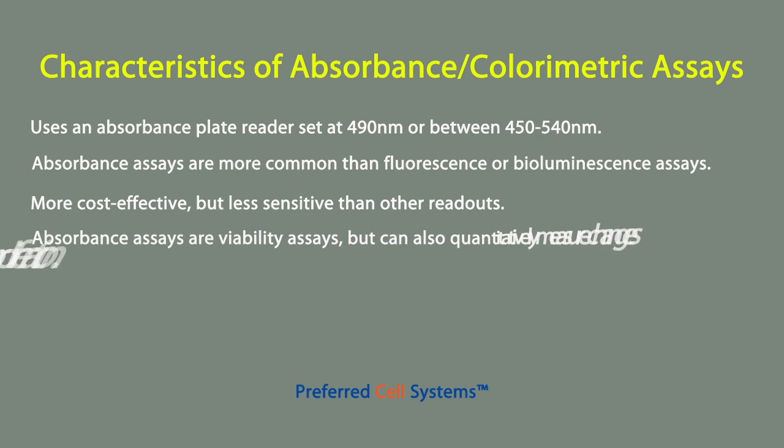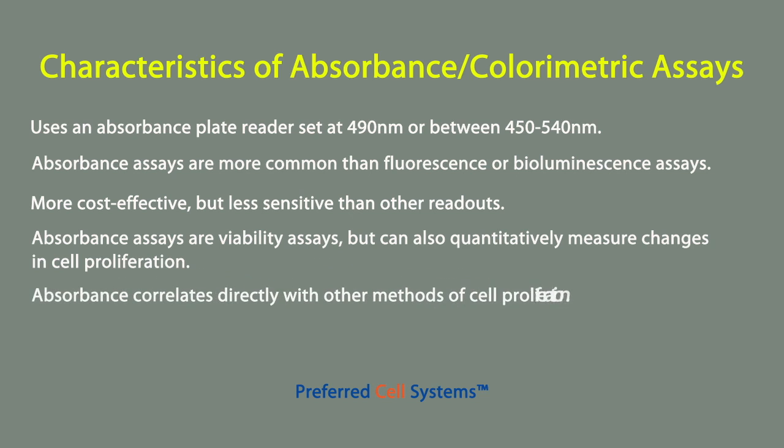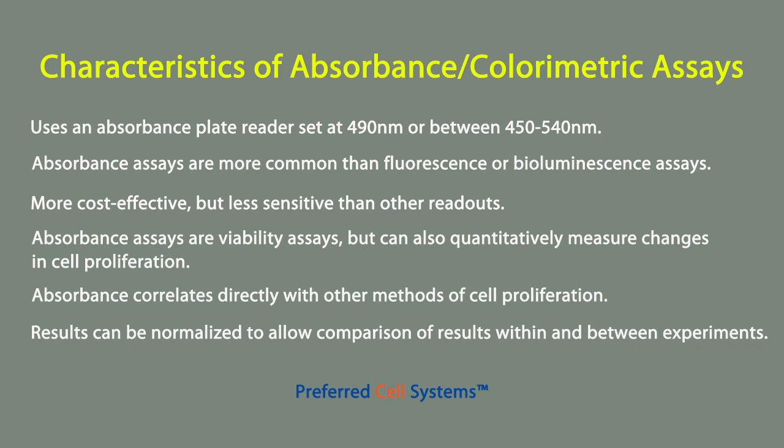Like bioluminescence and fluorescence assays, the absorbance assays from preferred cell systems are cell viability assays, but also quantitatively measure changes in cell proliferation ability. The absorbance readout correlates directly with fluorescence, bioluminescence, and even radioactive readouts such as tritiated thymidine to measure cell proliferation. Results from absorbance assays can be normalized by performing a cell dose response every time an assay is performed. This allows a better comparison between experiments.